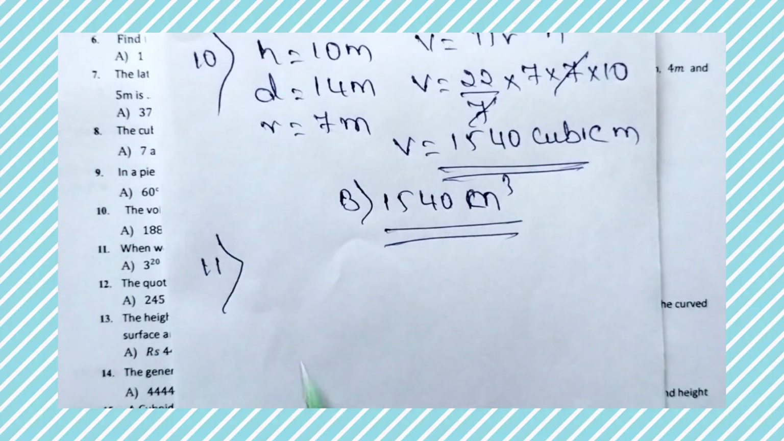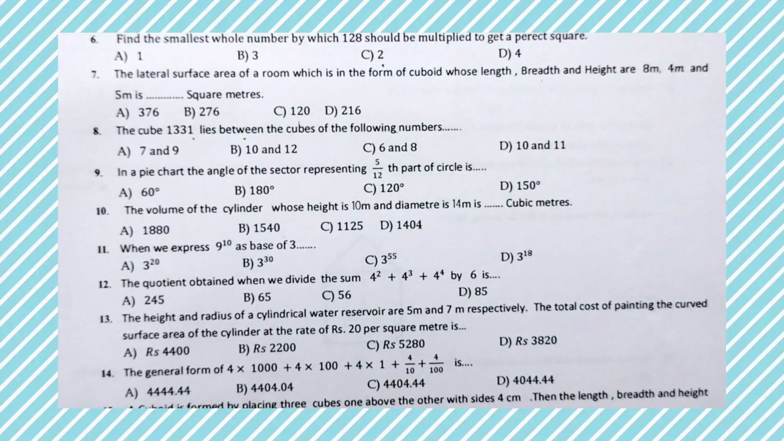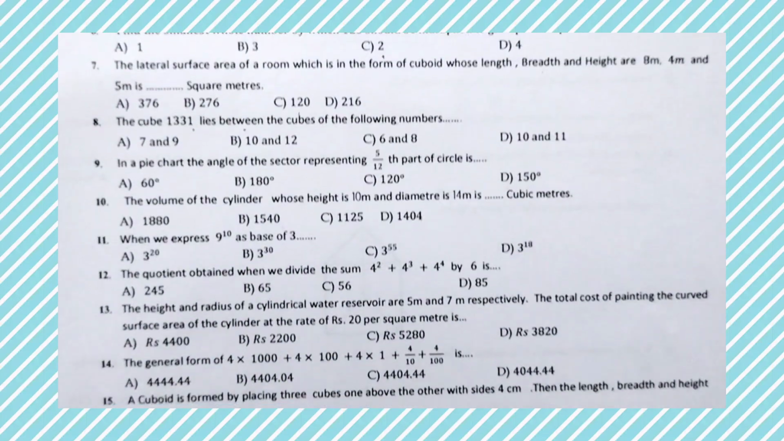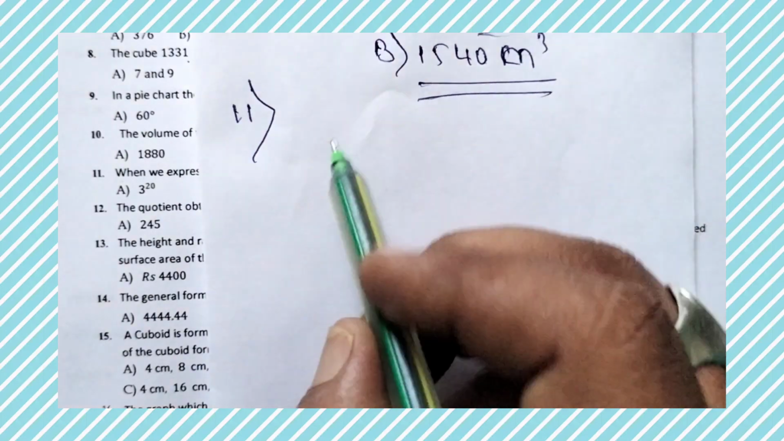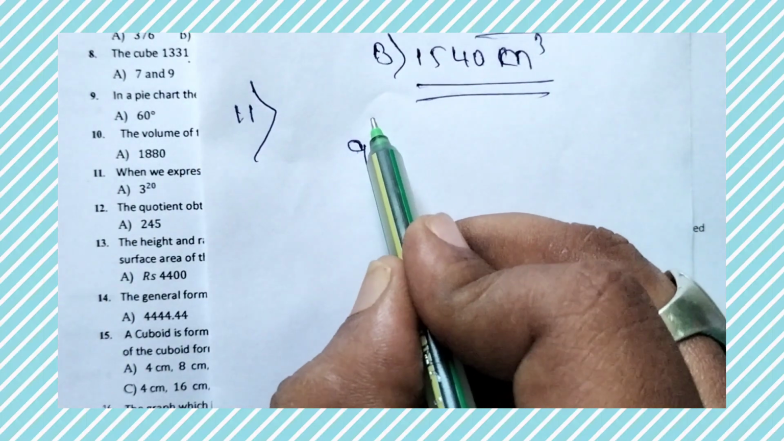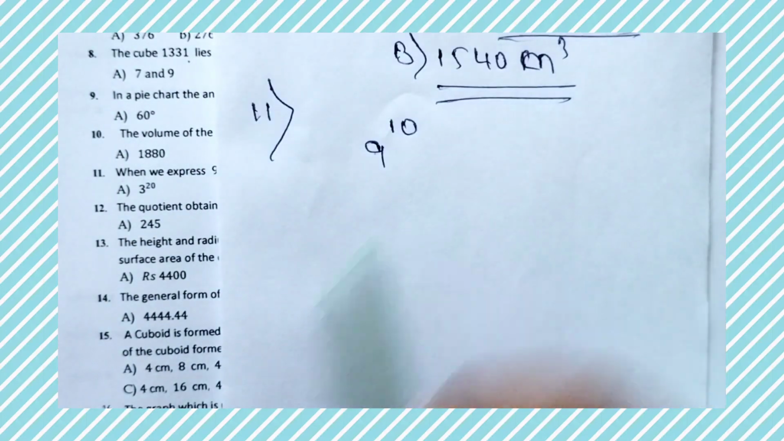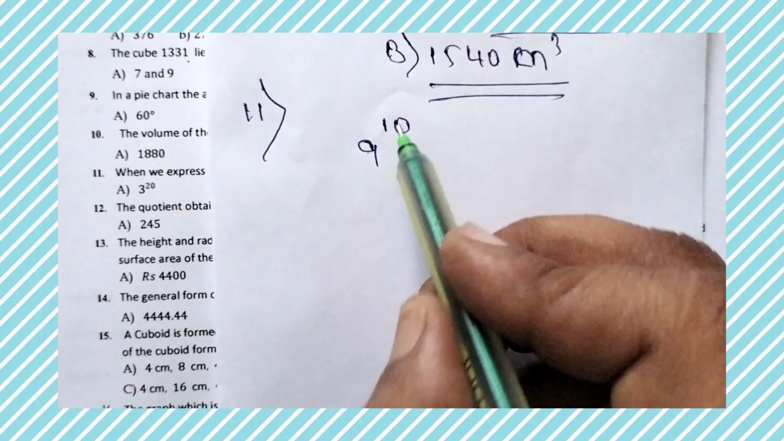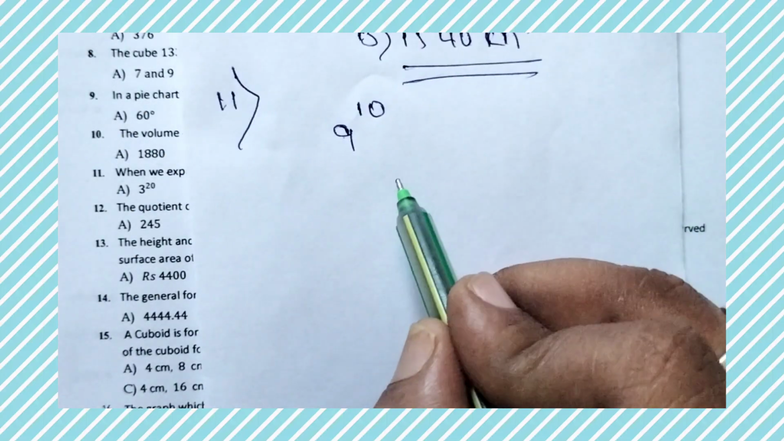Now let us answer the 11th question. What is the 11th question: when we express 9 to the power of 10 as a base of 3. So let us express 9 to the power of 10 as the base of 3. 9 to the power of 10 is given.